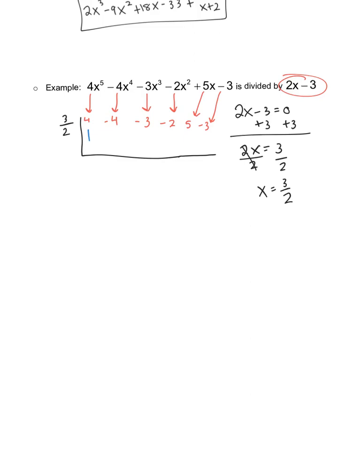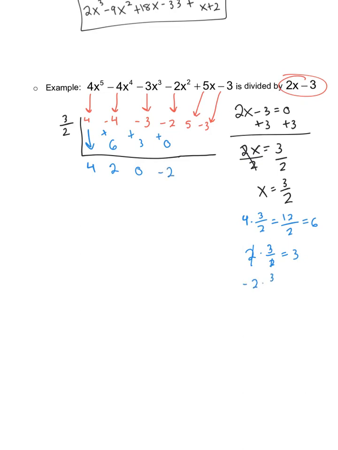If you want to use your calculator to multiply the fractions, it's fine. So you're going to do 4 times 3/2 gives you 12 over 2, which is 6. And then add going down. Then you're going to do 2 times 3 over 2. 2's cancel, and you're left with 3. Add going down. 0 times anything is 0. Add going down.